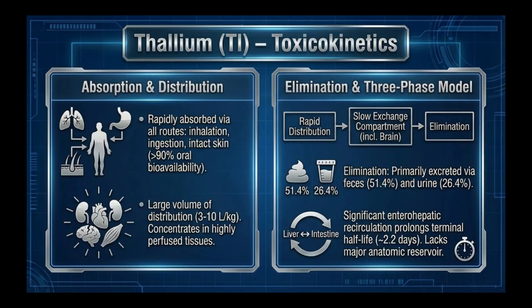The elimination phase involves the primary excretion of thallium through feces, accounting for 51.4%, and through urine, accounting for 26.4%. During this phase, thallium undergoes significant enterohepatic recirculation, where it is secreted into the intestine via bile but then reabsorbed. This process prolongs its terminal half-life to approximately 2.2 days. Unlike many other metals, thallium does not have a major anatomically defined reservoir, which results in relatively short elimination half-lives in humans who have been poisoned.